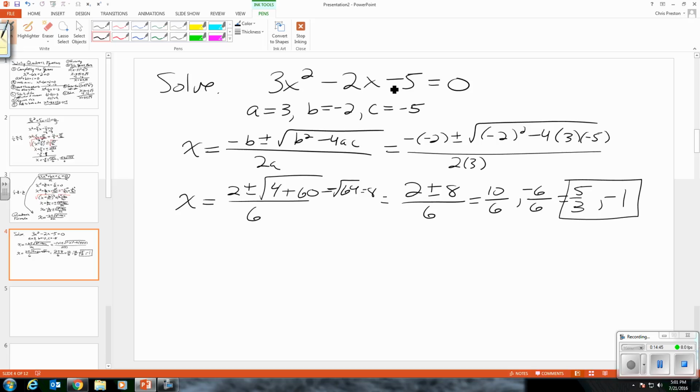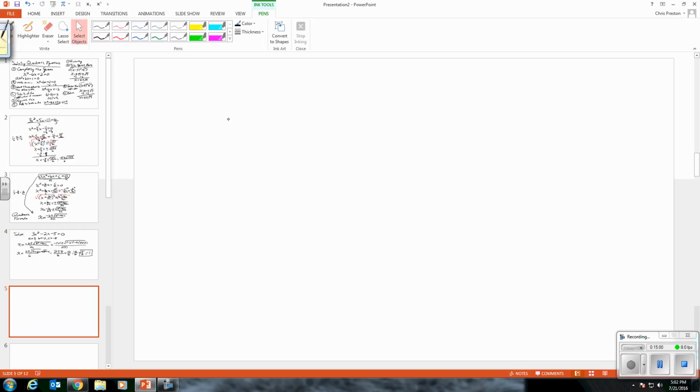Now, if you did factor it, you might have been able to get there faster than this formula. So this formula will work for any quadratic. That doesn't necessarily mean it's the best choice. For easier problems, you may want to go ahead and factor it if you can. So let's do one more of these.